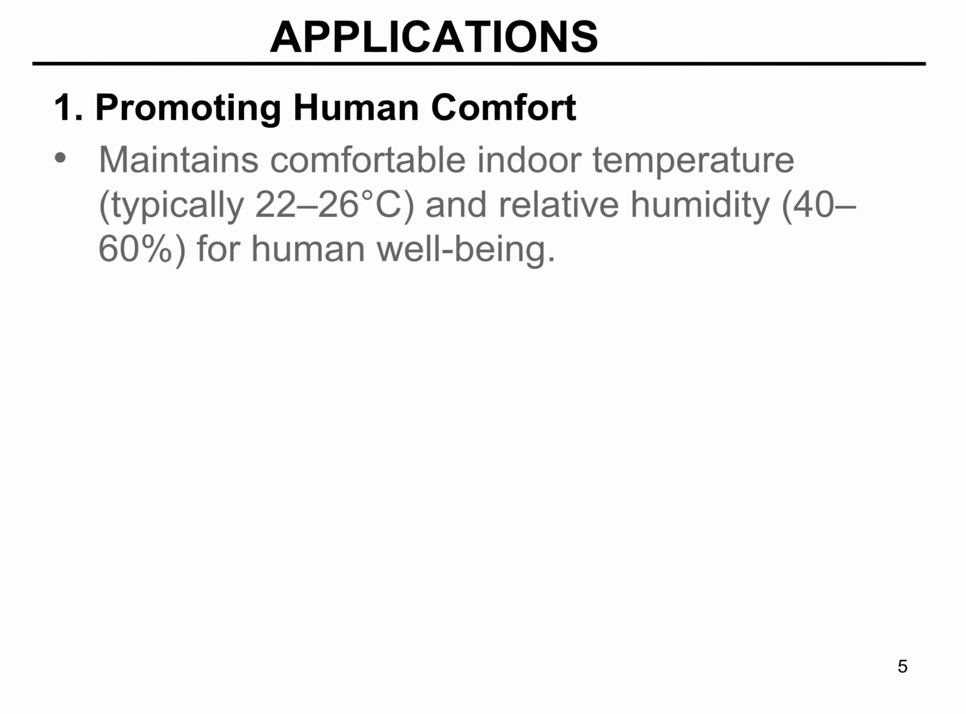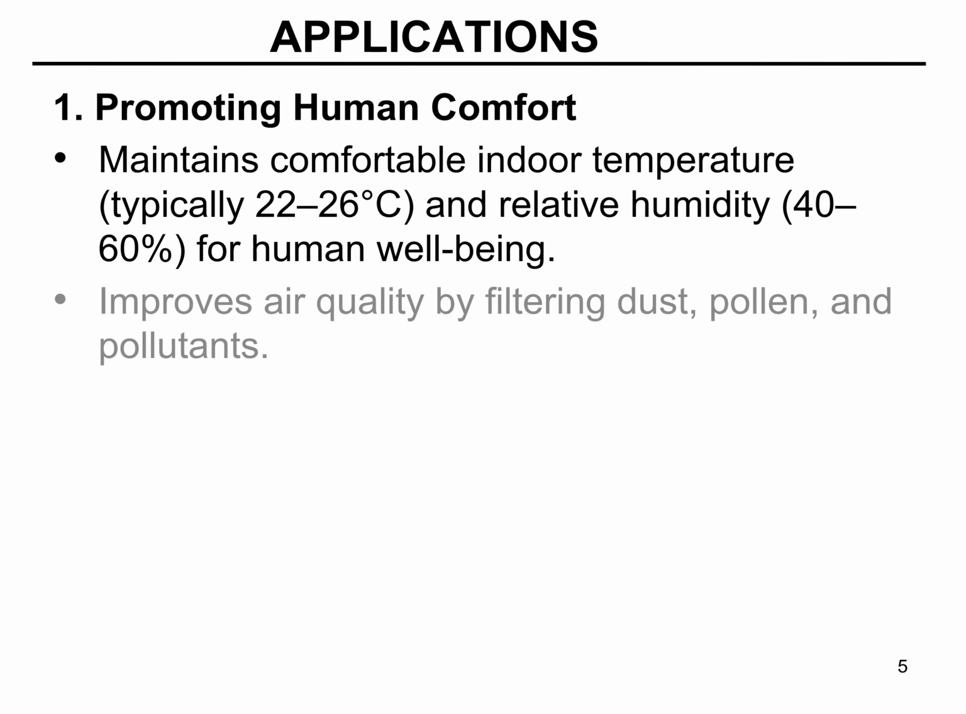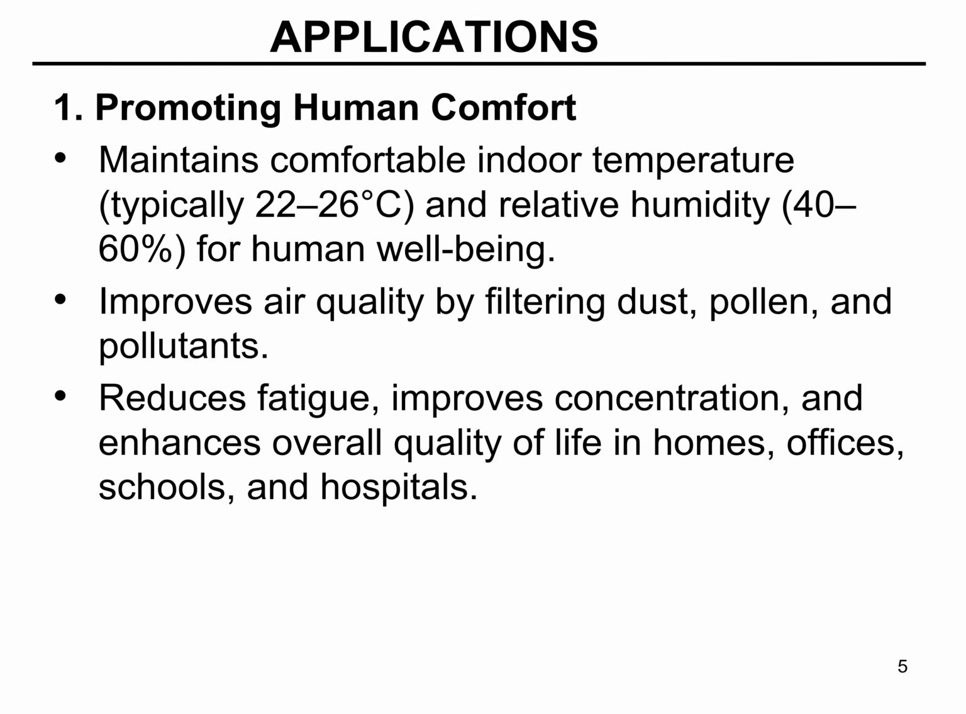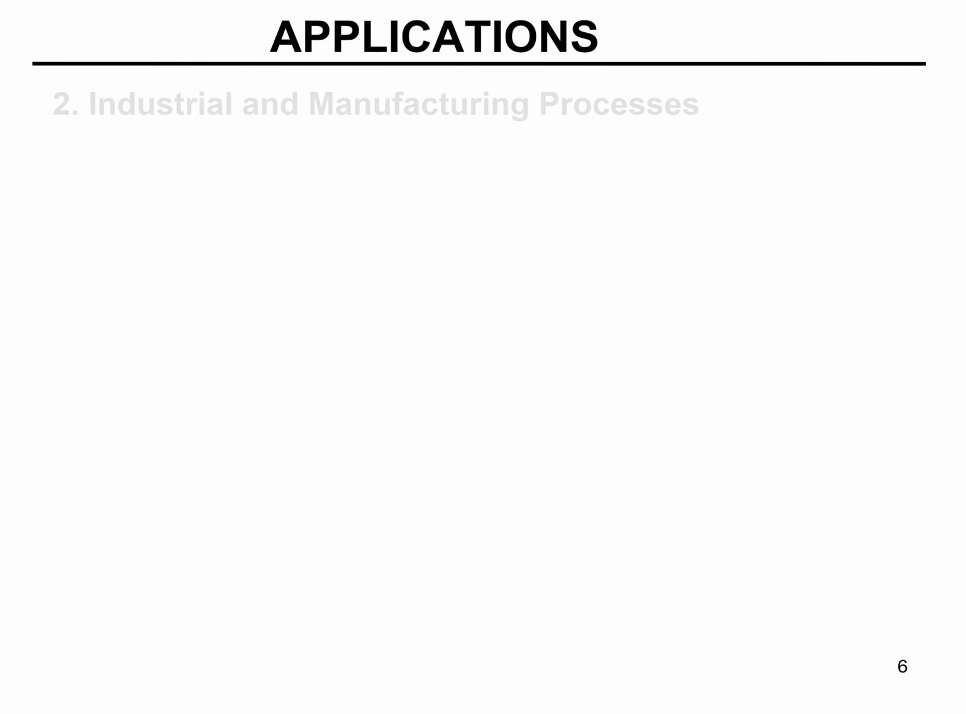Now let's discuss the applications one by one. First of all, promoting human comfort. So AC maintains comfortable indoor temperature, typically 22 to 26 degrees Celsius, and relative humidity 40 to 60% for human well-being. Then it also improves the air quality by filtering dust, pollen, and pollutants. Then it reduces fatigue, improves concentration, and enhances overall quality of life in homes, offices, schools, and hospitals.